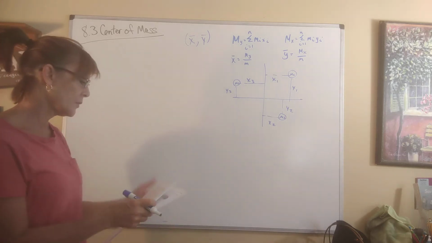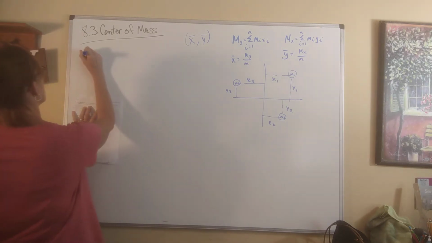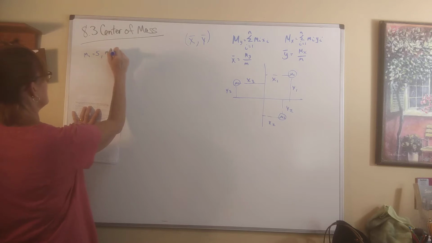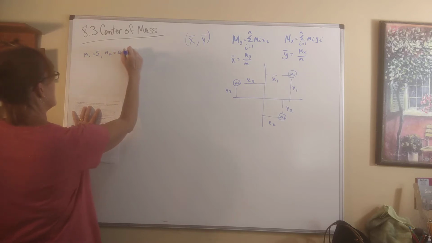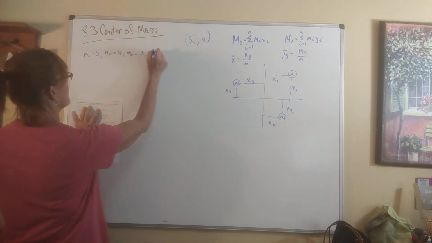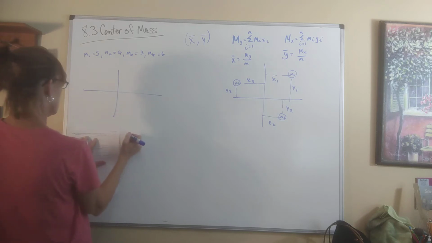All right, so let's calculate this for a system. In the next example, they say, example 2, there's some masses located at these places. So we got M1 is 5, M2 is 4, M3 is 3, and M4 is 6. And they're located at these different positions.